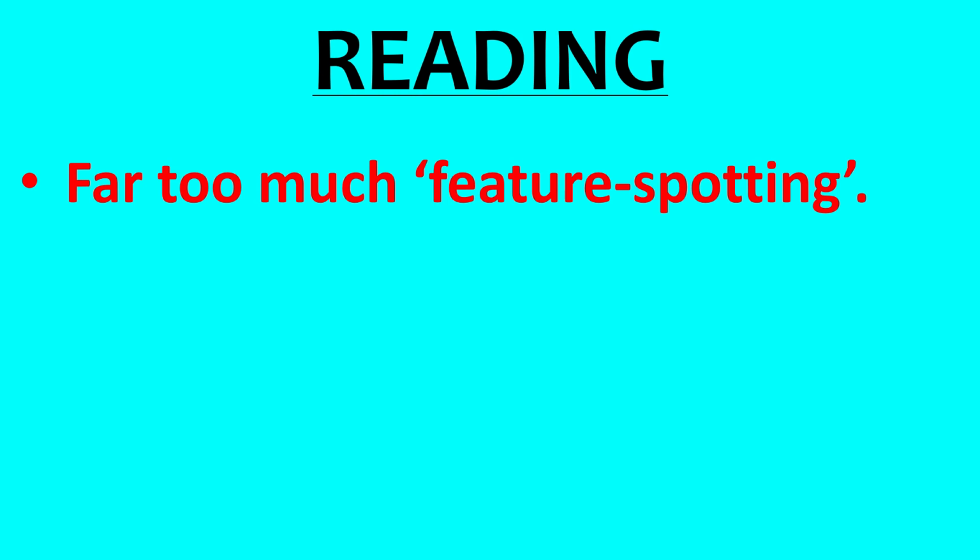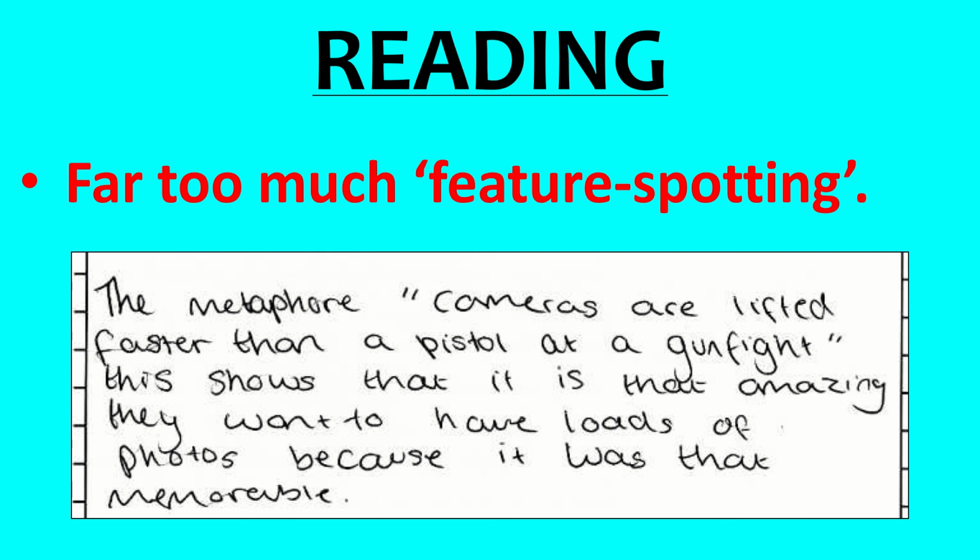And when you're doing a quote, don't say this verb tells me, or this adjective tells me. Just say this word tells me. This person here, for example, didn't get a mark for this, and she's put the metaphor, the metaphor's cameras are lifted, and so on. If this person had gone into detail and said why a metaphor is being used and what the effect is, they would have got a mark. But what they basically just put at the bottom is, this makes it more memorable. You're not going to get any marks for that.